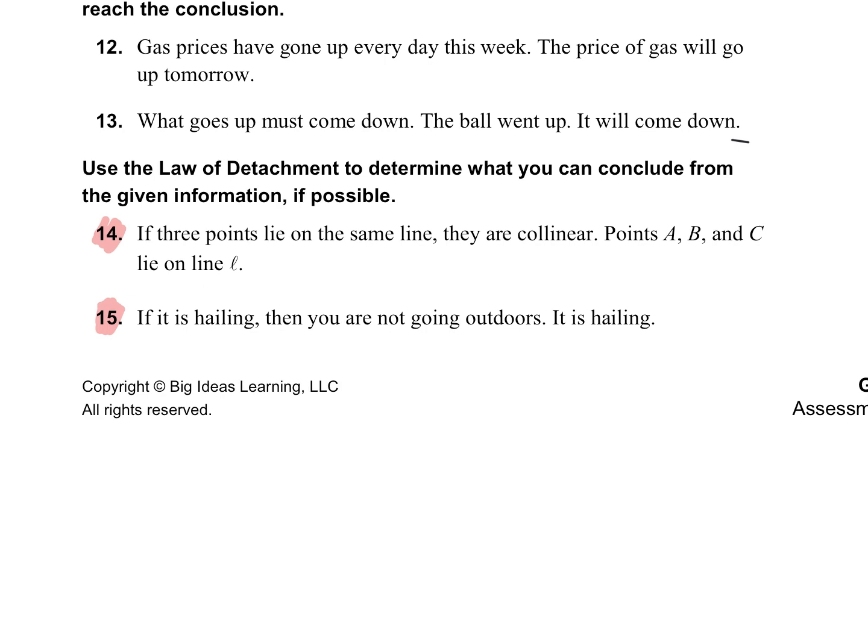All right, law of detachment. Use the law of detachment to determine what you can conclude from the given information if possible. So looking at this, we have to figure out what we can conclude about the statement. If 3 points lie on the same line, they are collinear. Points A, B, and C lie on the same line. What can I conclude? A, B, and C are collinear. Good. They are collinear.